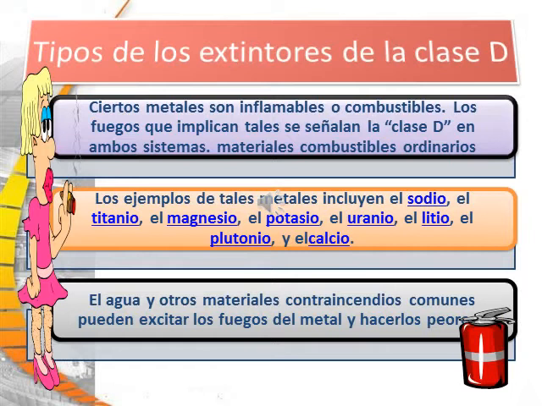Certain metals are combustibles. Fires involving Class D in both systems are not ordinary combustible materials, but metals. Examples of such metals are sodium, titanium, magnesium, potassium, uranium, lithium, plutonium, and calcium. Water or other common firefighting materials can excite metal fires. Therefore, special Class D extinguishers are needed.